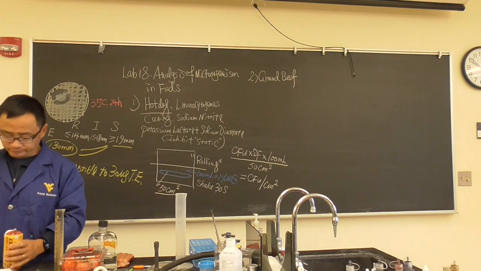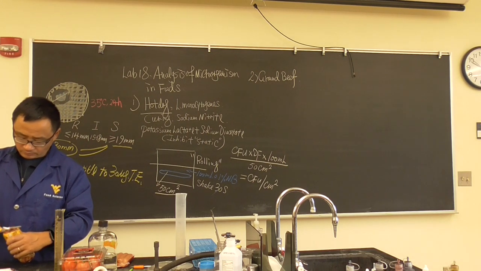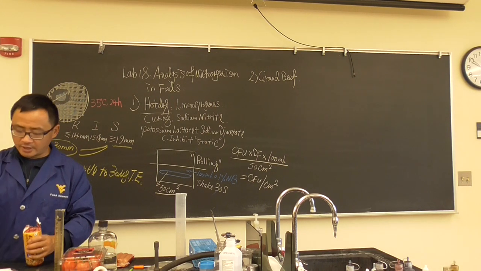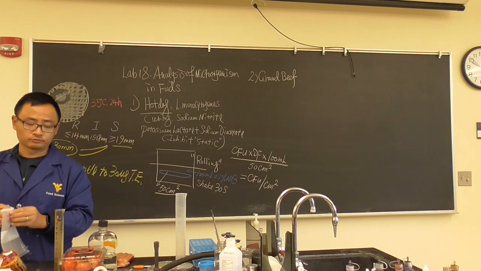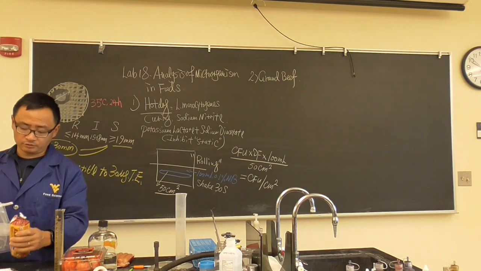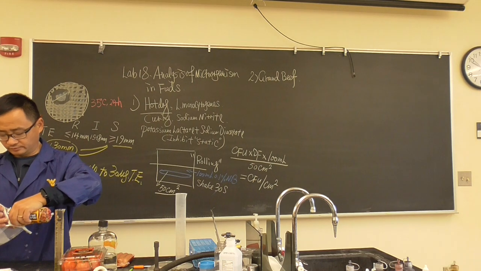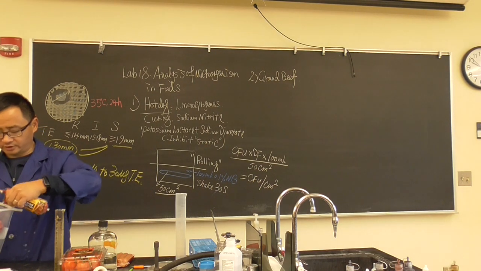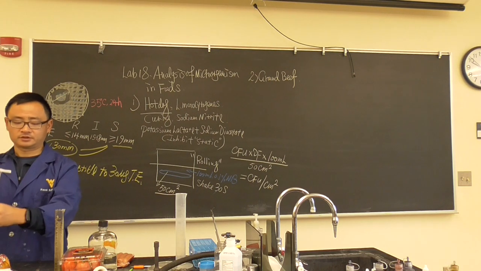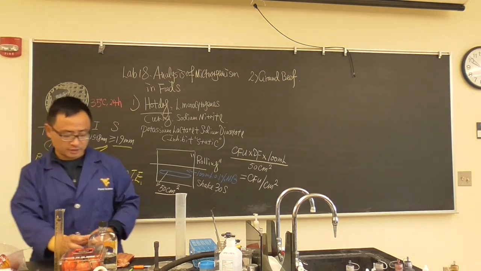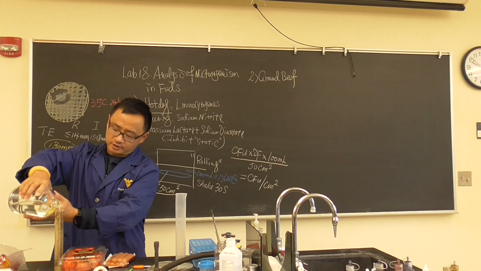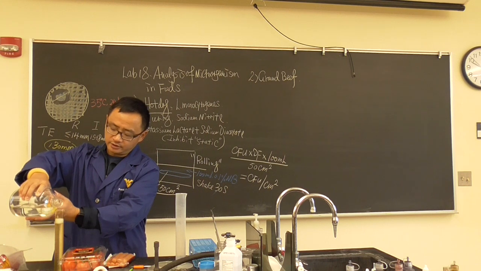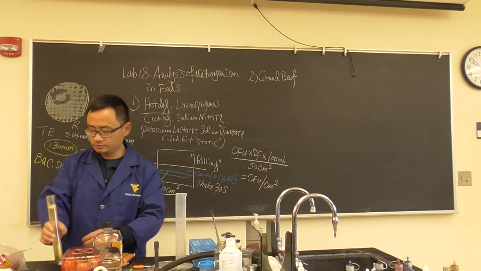So again, the same thing. Ideally, you have to measure 25 grams of the ground beef. We don't have it, so I'm just approximately giving you some. Okay, give you some ground beef like this. So what we're going to do, again, we need to add a bacterial solution, 0.1% nutrient broth right here. And we add into an autoclaved cylinder, 100 milliliter, same thing. So we're going to add it in here.